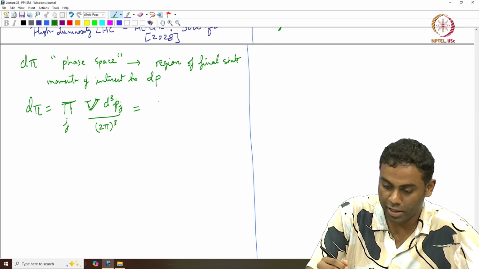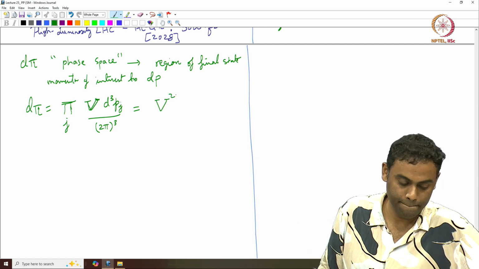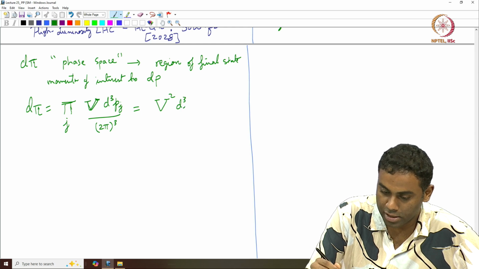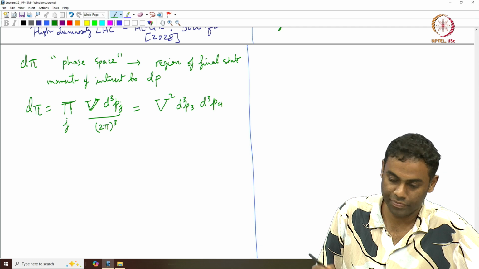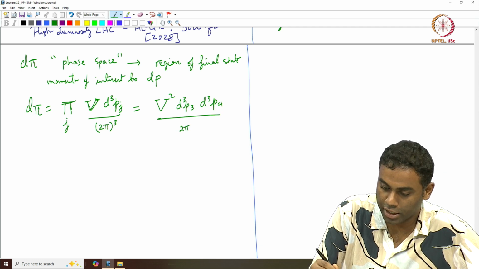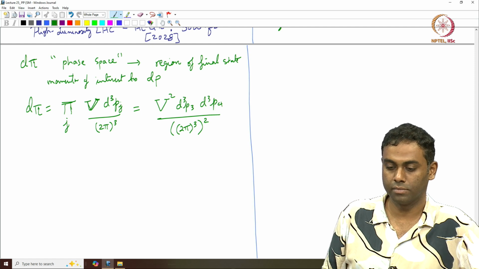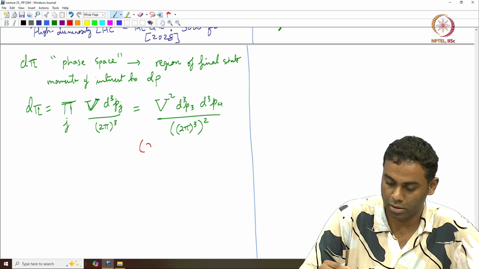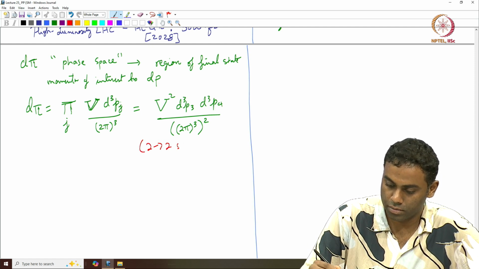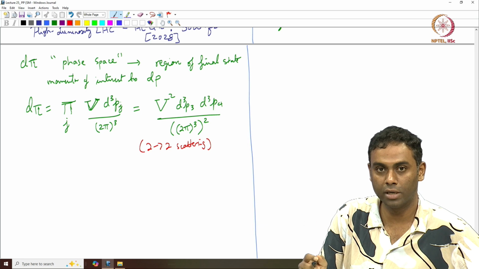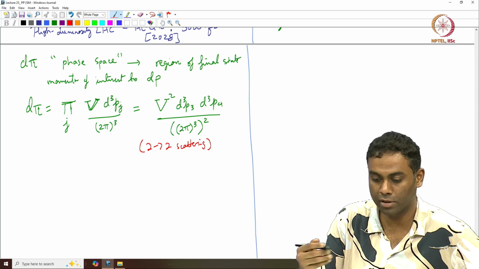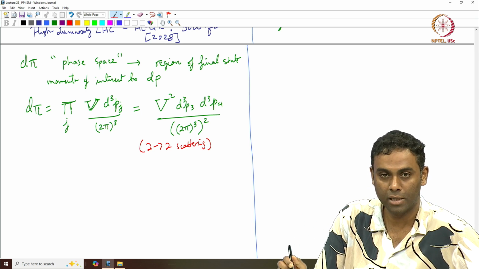For each particle there is a V, so I have a V squared, and then for each particle in the final state I have a d^3p_3 and a d^3p_4, and for each I have a (2π)^3 in the denominator, so I am just going to square it. Okay. So this is for 2 to 2 scattering. If it was 2 to 3, I will write one more term, V cubed, then I will put a d^3p_5 and then one more (2π)^3 in the denominator.